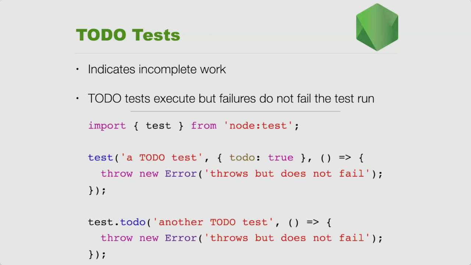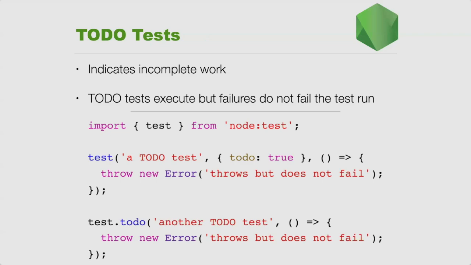We also support something called to-do tests. This is kind of an artifact left over from when we were only working with TAP, because this is something that I know comes from the TAP protocol, but it's actually useful outside of that context as well. It basically indicates that you have a test that is either expected to fail or still kind of incomplete.